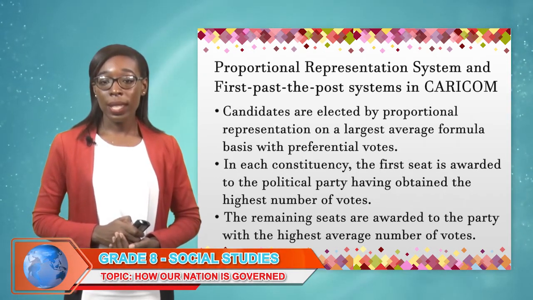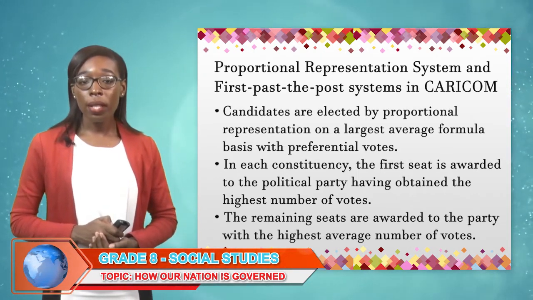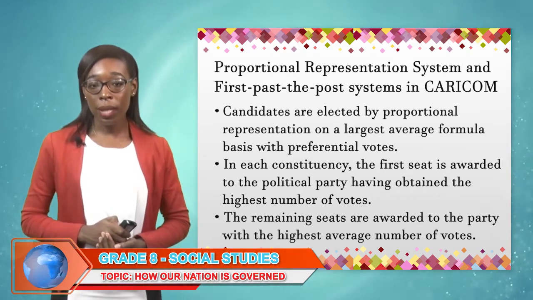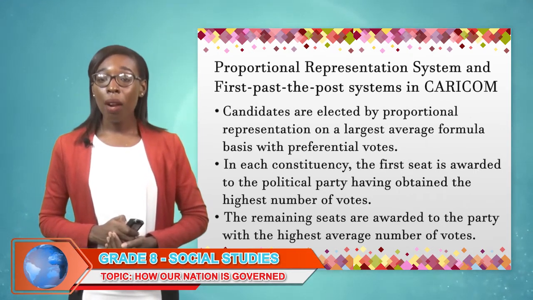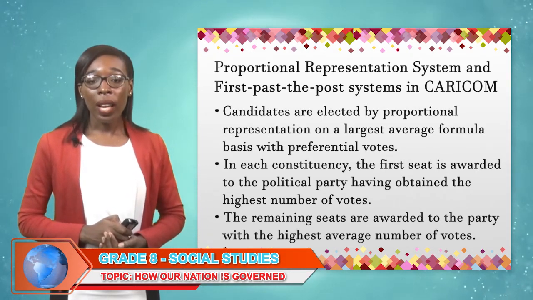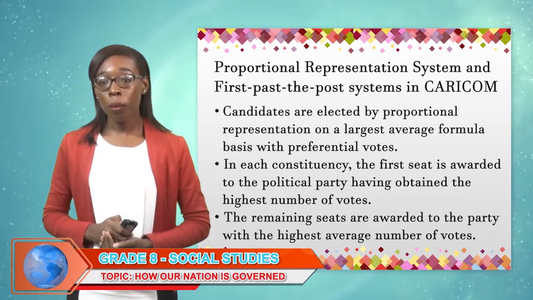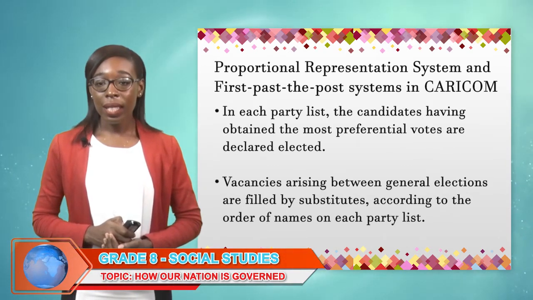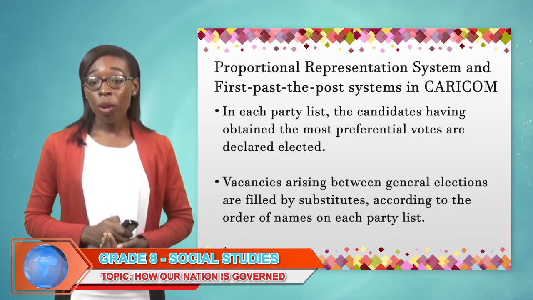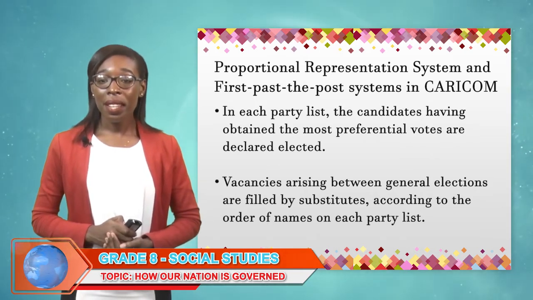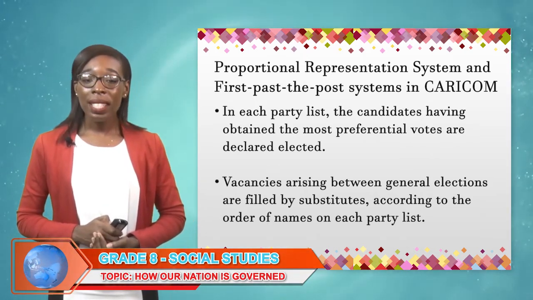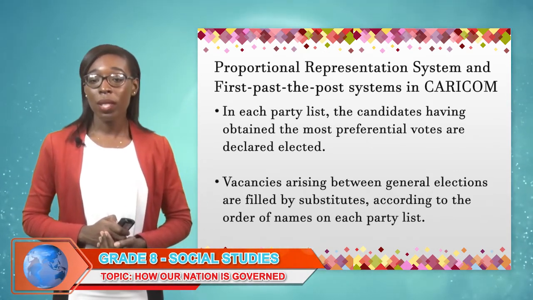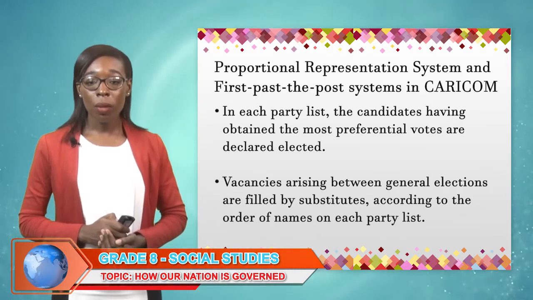In each constituency, the first seat is awarded to the political party having obtained the highest number of votes. The remaining seats are awarded to the party with the highest average number of votes. In each party list, the candidate or candidates having obtained the most preferential votes are declared elected. Vacancies arising between general elections are filled by substitutes according to the order of names on each party list.